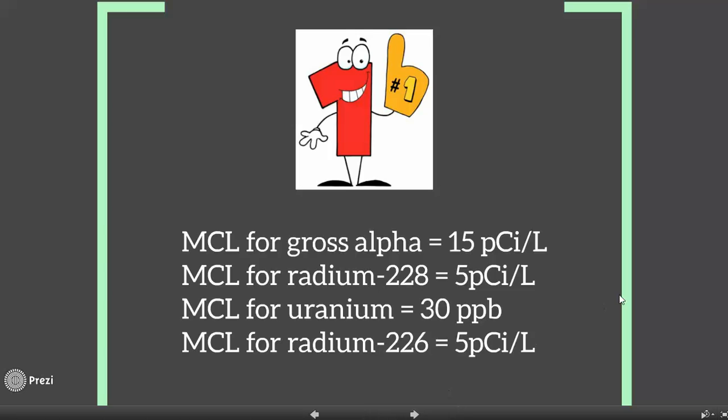You need to know the maximum contaminant levels. The maximum level for alpha emitters is 15 picocuries per liter. Radium-228 and radium-226 is 5 picocuries per liter. And uranium is 30 parts per billion, which is the same as micrograms per liter.